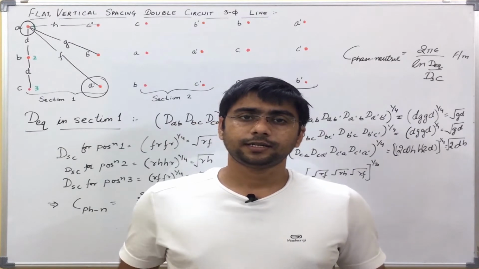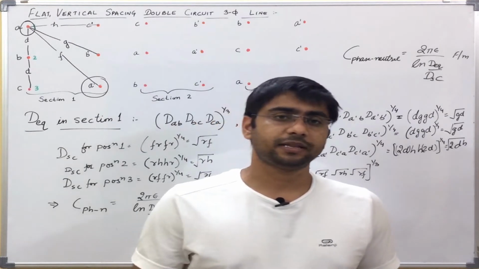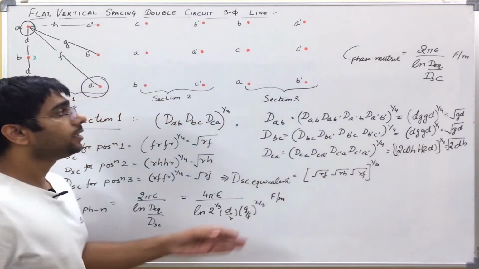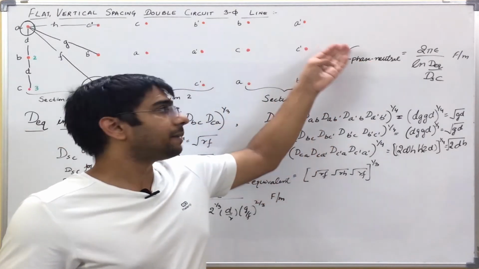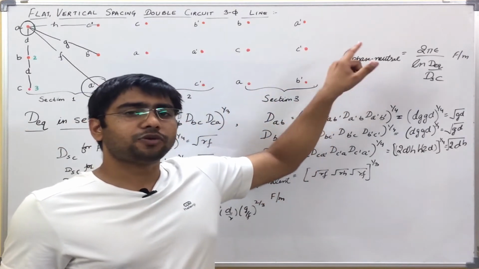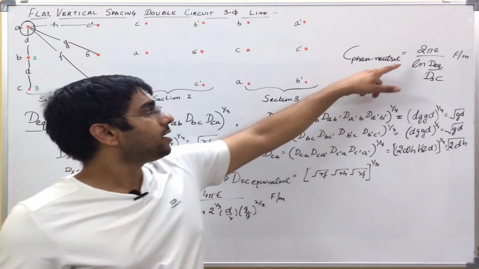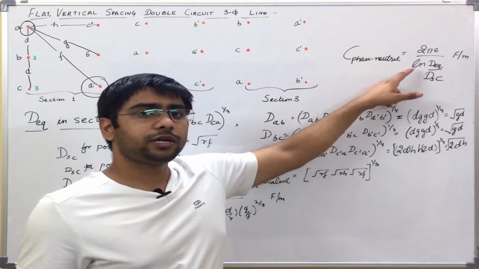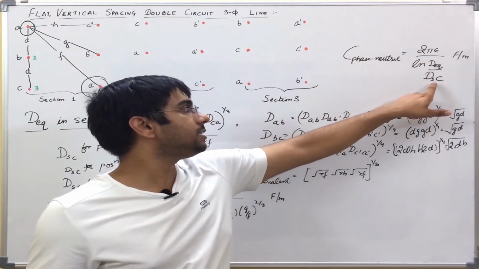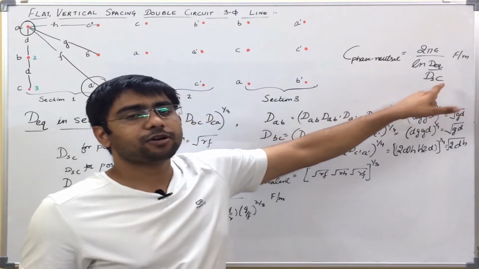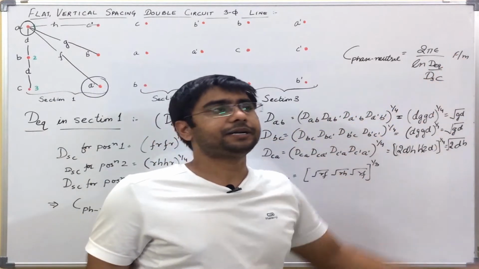Now let's see the derivation using the modified GMD method. Here, as we already know, the capacitance of phase to neutral by the modified GMD method is given by 2 pi epsilon divided by natural log D equivalent by DSC, which is the modified GMR of the conductor, farad per meter.